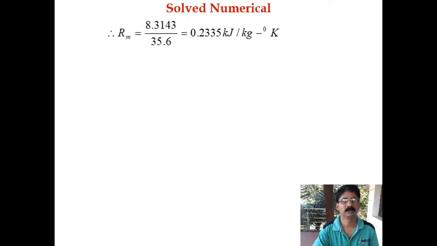Now Rm of the mixture is nothing but the gas constant divided by the molecular weight of the mixture. The molecular weight of the mixture you have just taken. If you want, I can write this as Rm equals R bar divided by molecular weight of the mixture. If you know it, you can substitute directly. So here R bar is 8.3143 and Mm is 35.6. So you'll get the gas constant for the mixture as 0.2335 kilojoules per kg per Kelvin.